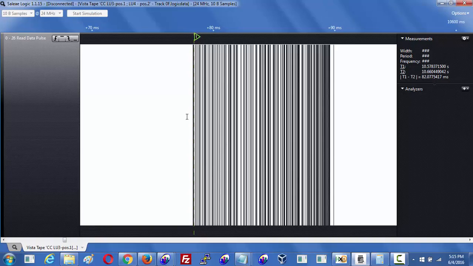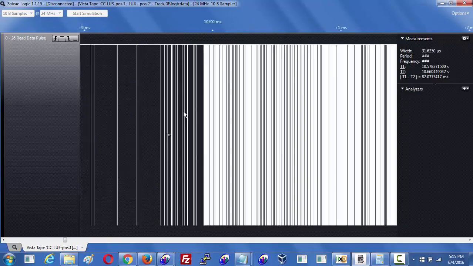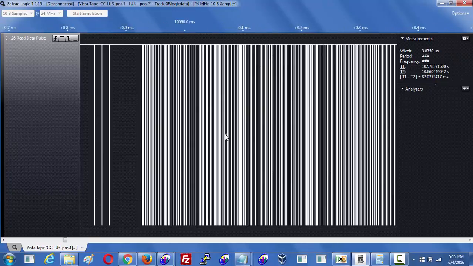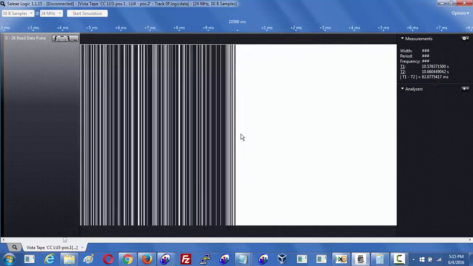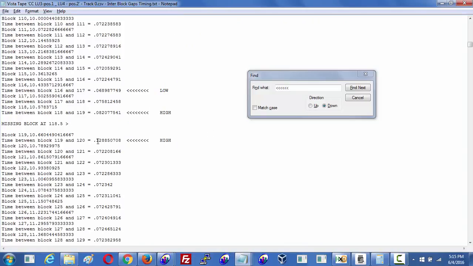And it found a missing block right there. So let's see if we can read that missing block and see what's going on with that. All right, so good job, program. Now we'll finish here, and now I'm going to identify block 119 here.